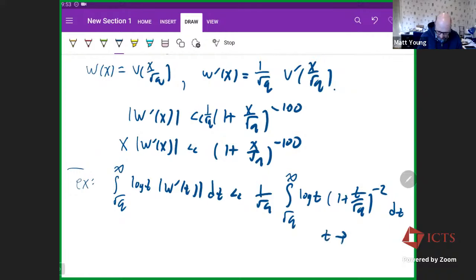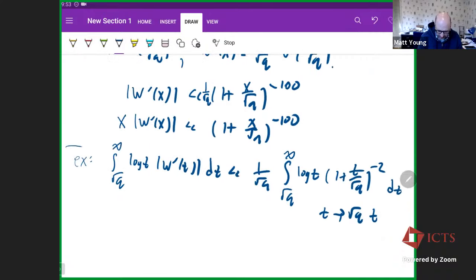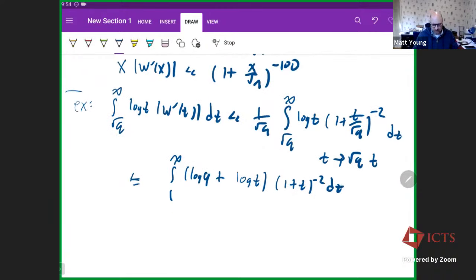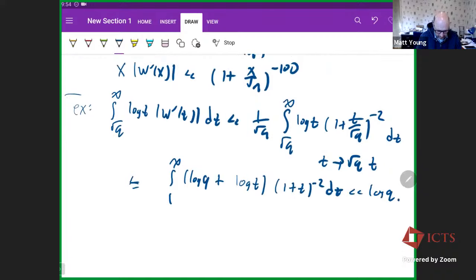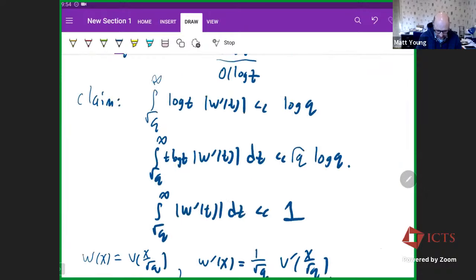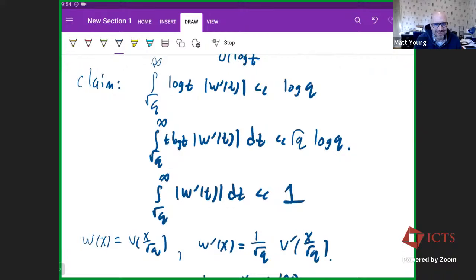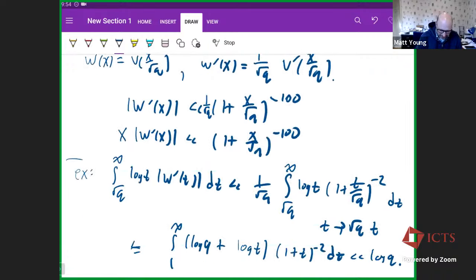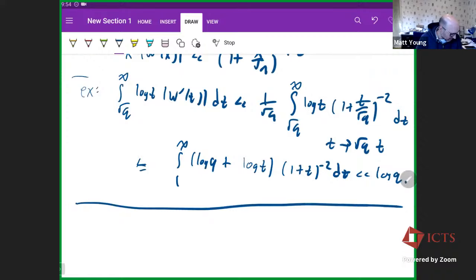So you can change variables, t goes to root q times t. We'll get the integral from 1 to infinity, less than or equal to log of q plus log of t, and then 1 plus t to the minus 2 dt. Then the integral of log t over t squared just converges, you just get a number. So this is big O of log q, which is what we wanted. They're all basically the same thing. So that's our second moment bound for Dirichlet L functions.